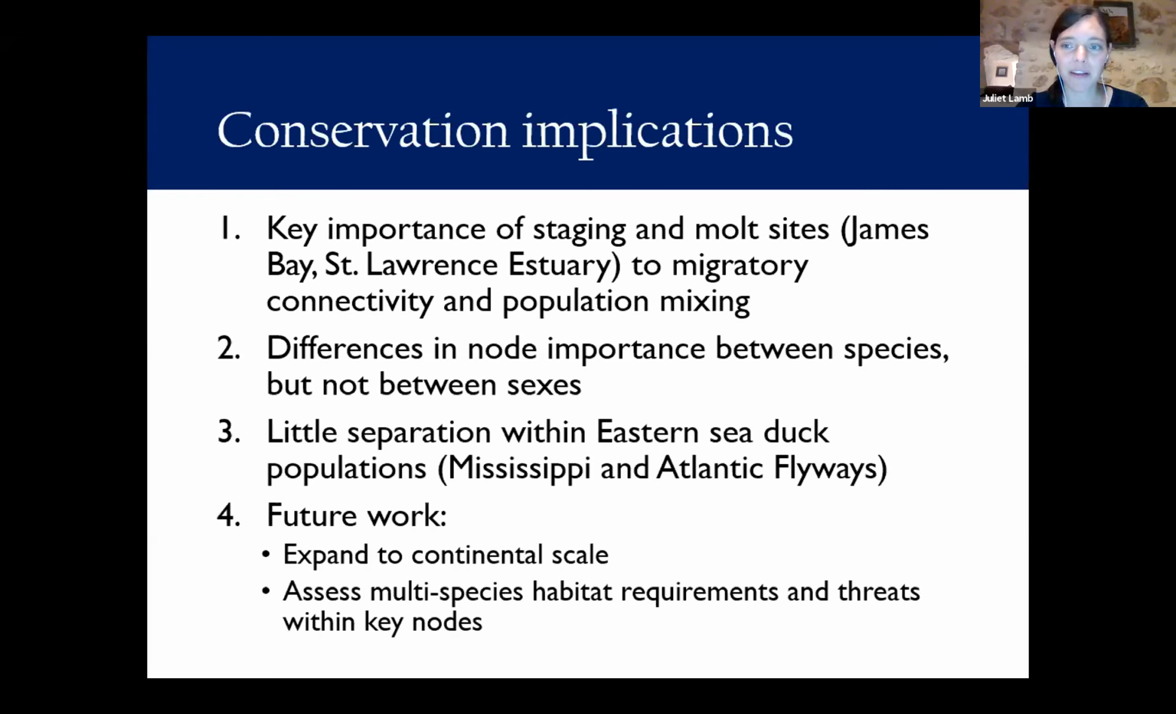So we're working on expanding this to the continental scale to also incorporate Pacific populations. And then once you've identified these key nodes, you can start looking at what the potential threats and population drivers are within those nodes, what their habitat requirements are when they're there, and how that can be used to develop really concrete conservation strategies.